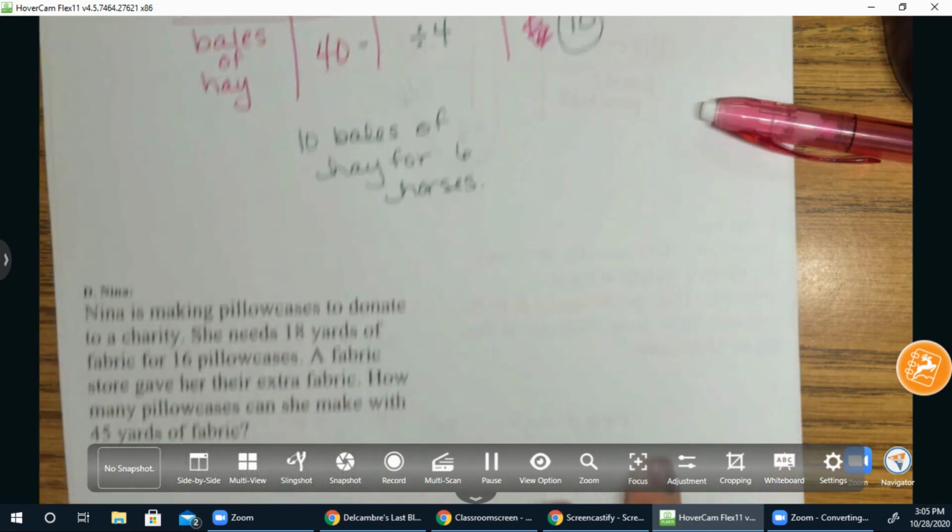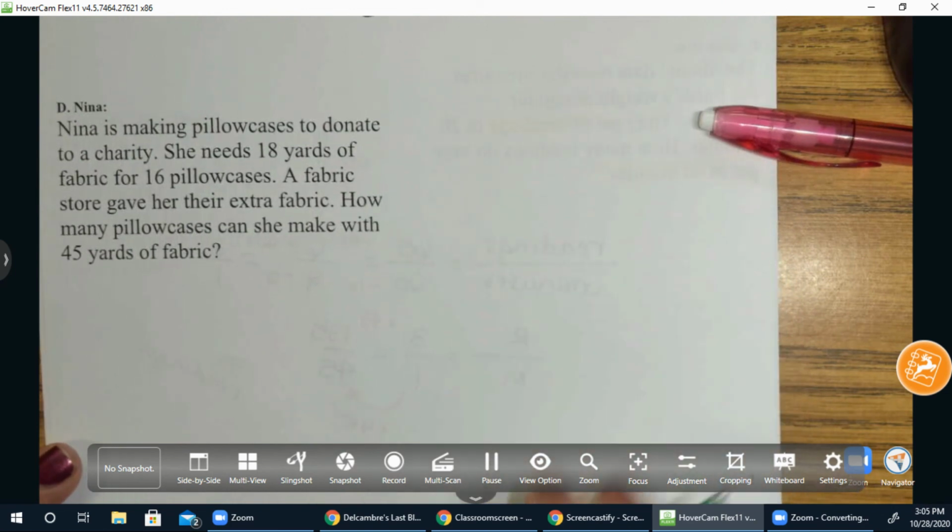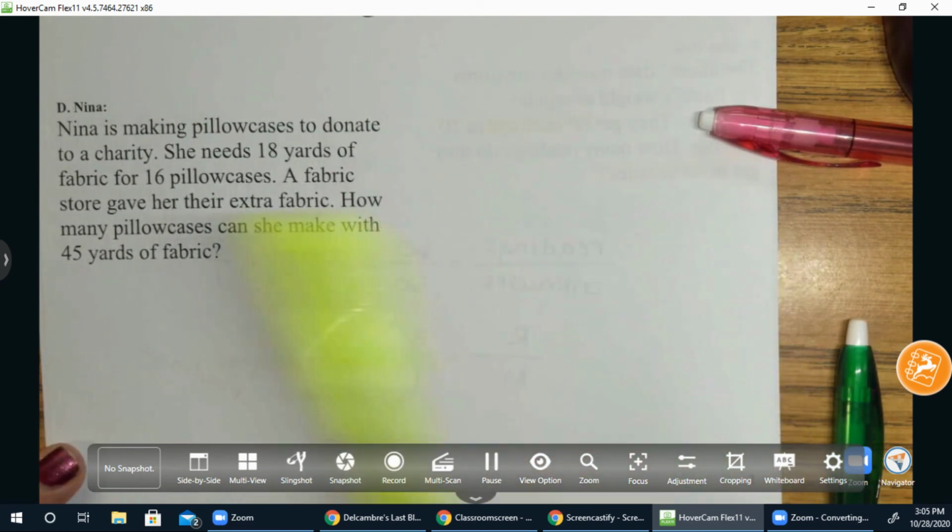All right, let's look at our next one. This is talking about pillowcase and fabrics. Nina is making pillowcases to donate to a charity. She needs 18 yards of fabric for 16 pillowcases. A fabric store gave her extra fabric. How many pillowcases can she make with 45 yards of fabric?